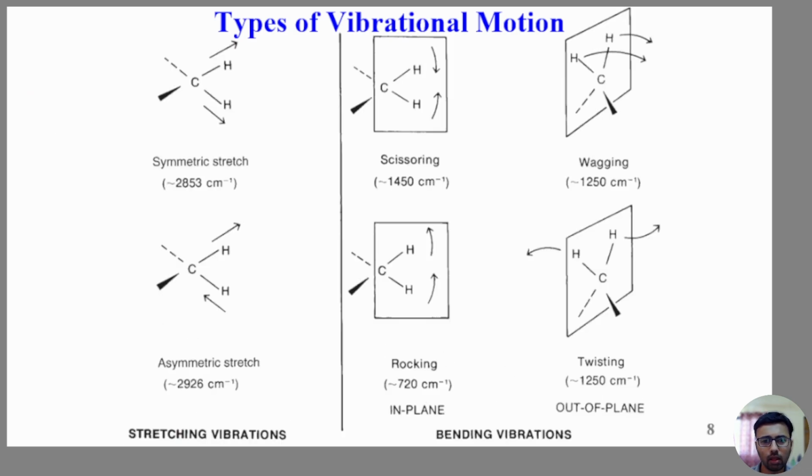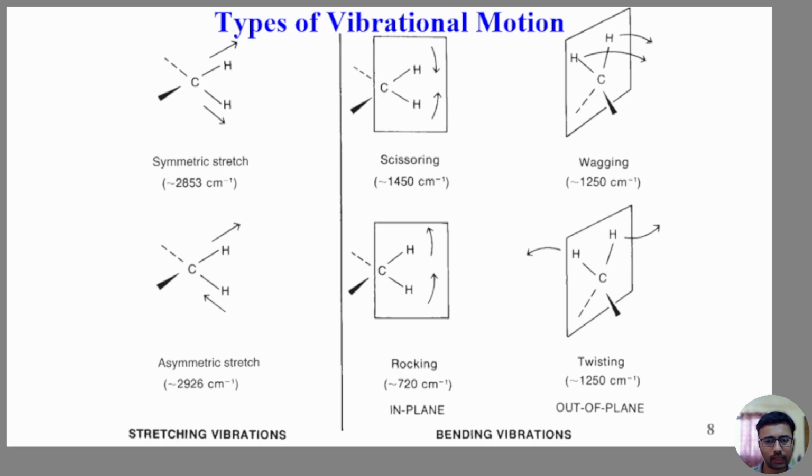Now let us look more closely at bending vibrations. Bending vibrations are surprisingly diverse. They can occur within the plane of the molecule or outside the plane of the molecule. So we classify them into two major types, in-plane bending and out-of-plane bending. First, imagine that a molecule is lying flat on a sheet of paper. Any motion occurring within that plane is called in-plane bending. There are two important types.